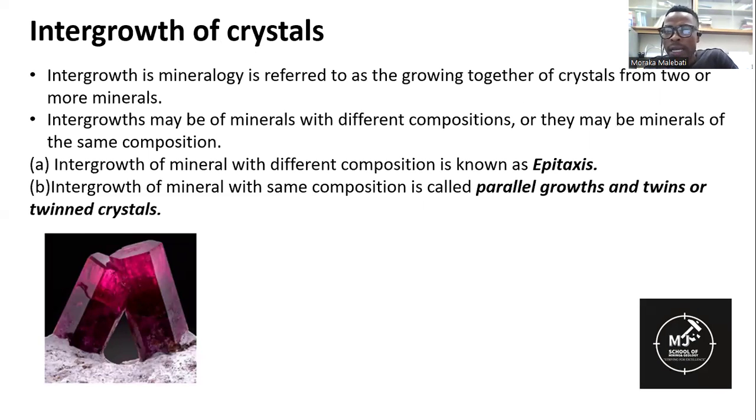Now, what you call the intergrowth of crystal. Intergrowth in mineralogy is referred to as the growing together of crystals from two or more minerals. These crystals must grow together, and they form what you call twinning.